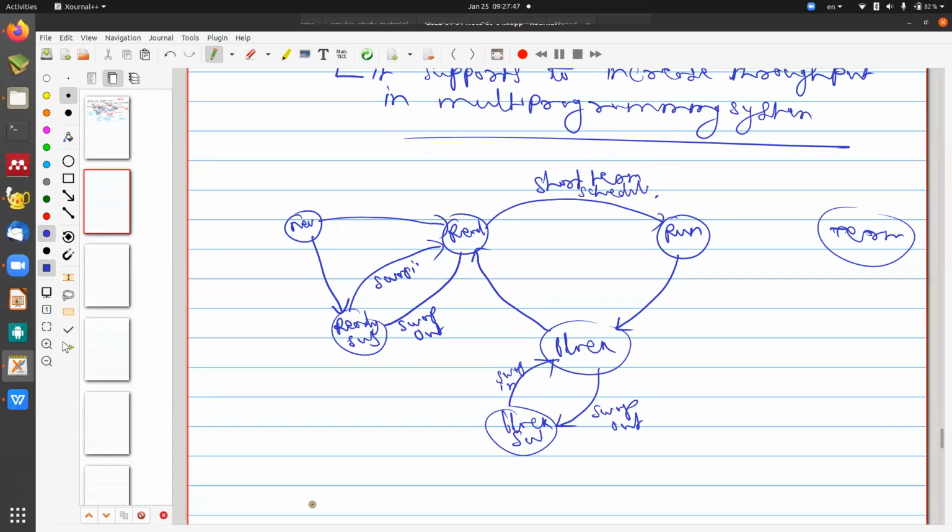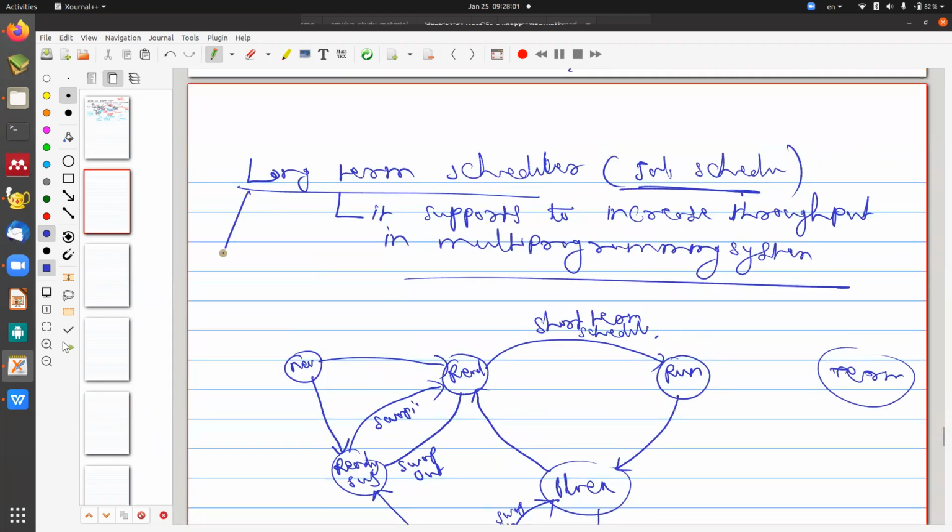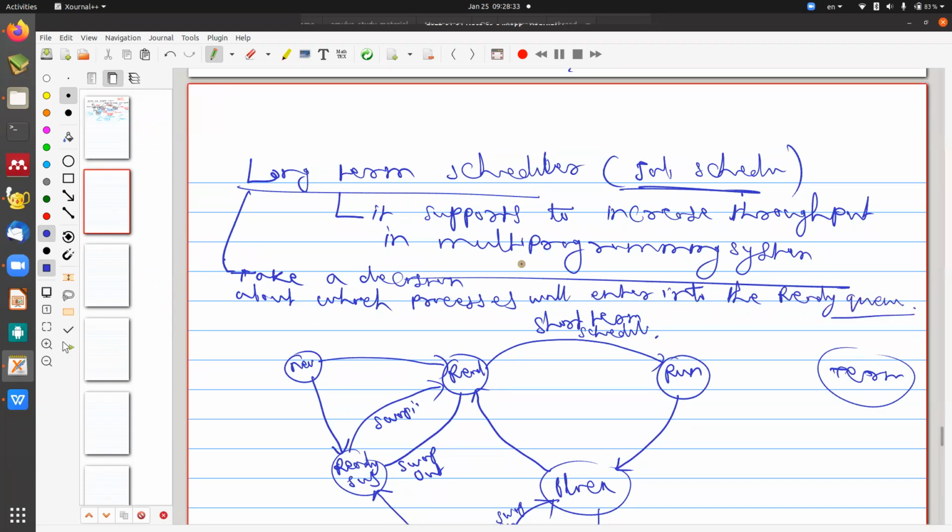So what about this long-term scheduler and where does it work? Basically the long-term scheduler takes a decision about which processes will enter into the ready state or ready queue. Yes. Why is it related to the job scheduler? Why is the name called job?